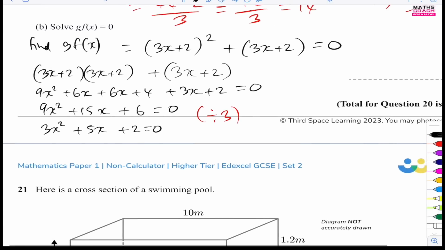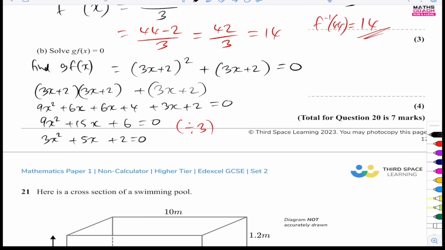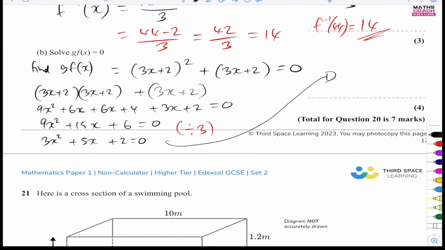And using the AC method or whatever method you're comfortable using here, guys, you need to factorize this, all right? So that will factorize to 3x plus 2 and x plus 1 equals 0. If it's this one, then obviously x is going to be equal to minus 2 over 3. If that one equals 0, you're going to have x is equal to minus 1. And these are your two solutions.